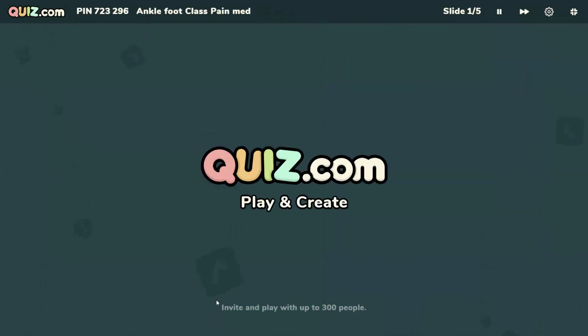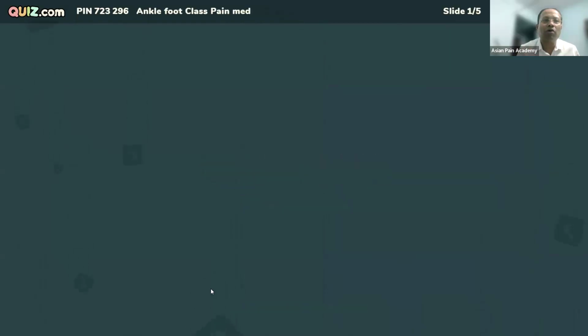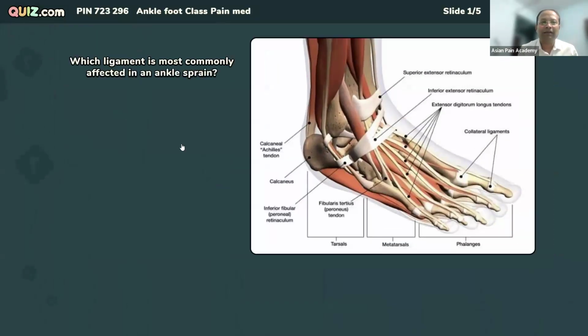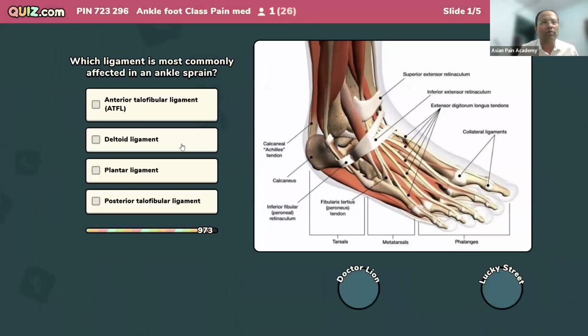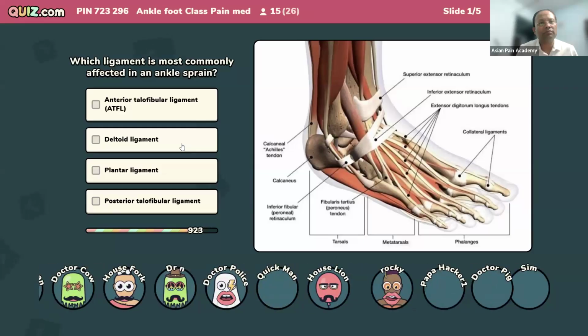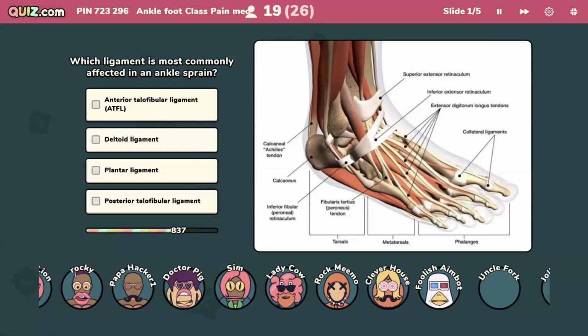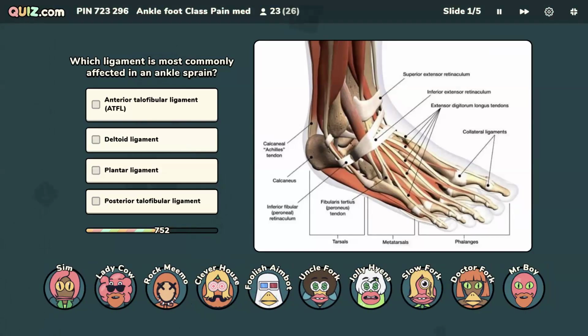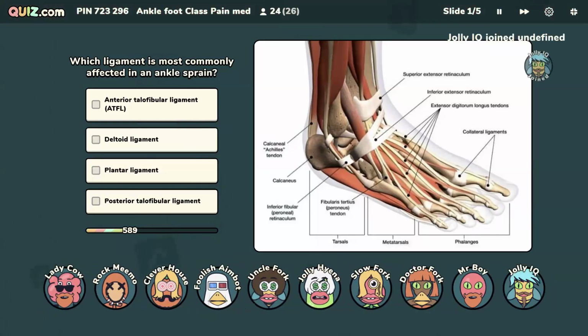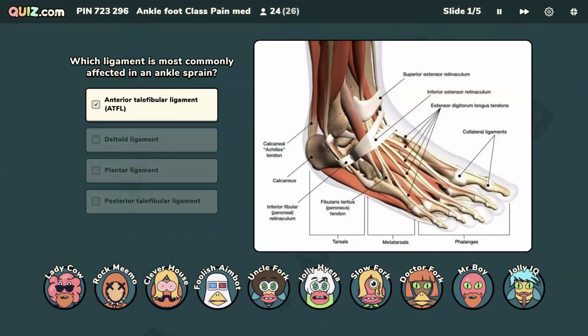Which ligament is most commonly affected in an ankle sprain? You write in Google quiz.com. Anterior talofibular ligament, ATFL.